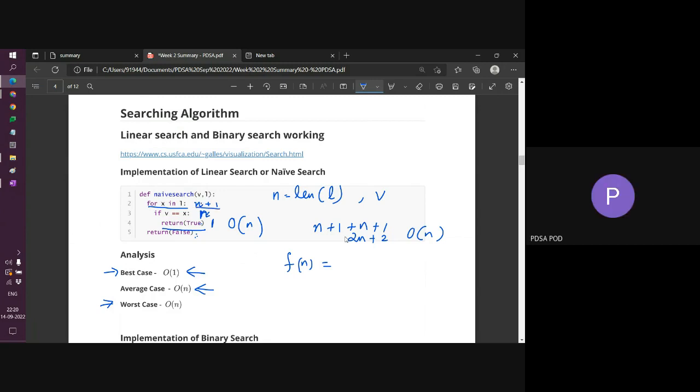This will be n plus 1. The comparison whether v equals x will happen for all values of x ranging from 0 to n minus 1, right? The return statement is 1 that I've added here. Return false is also 1. Either return true or return false, one of these only will happen. Either this or this is counted as one.